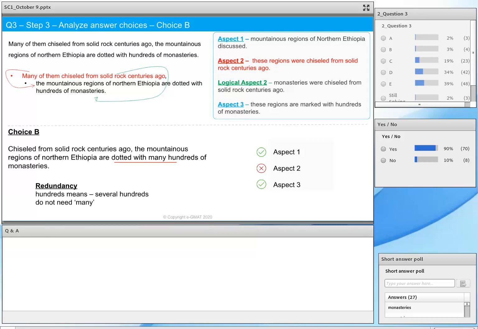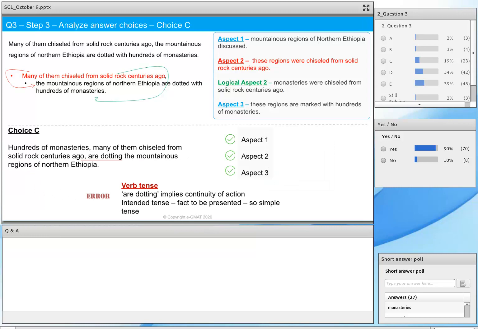So choice B definitely has that meaning error. It also has a redundancy error. Why? Because we cannot say many hundreds of monasteries. We definitely cannot say that. Hundreds already means numerous. So why do we need to say numerous hundreds of monasteries? That's wrong. So choice B has a logical error as well as a grammatical error.